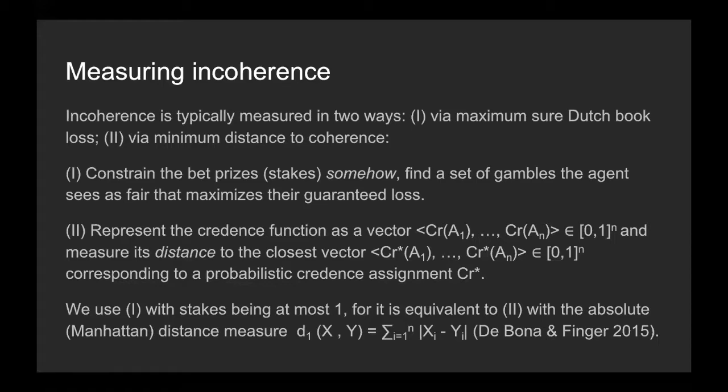And one of the nice things that Glauber has shown in his work is that there is a way of correlating the two. So if you constrain the bets in the first strategy and say the stakes of each bet can be at most $1 or £1 or whatever, and then for the second strategy, you use absolute or Manhattan distance between vectors, those two ways of measuring incoherence give you the same results for unconditional credences. So you can either say, how Manhattan close are you to the closest coherent credences, or how much are you guaranteed to lose from a set of bets with stakes of at most 1, same answer. So two ways of doing the same thing.